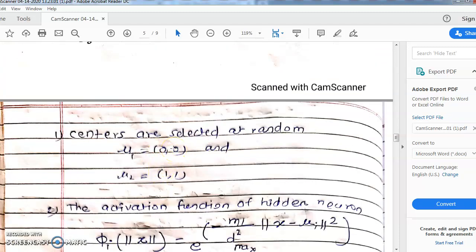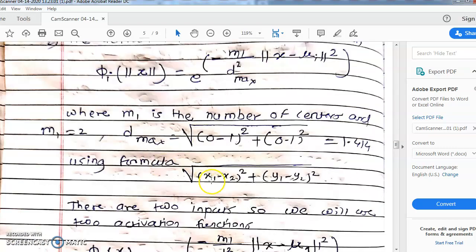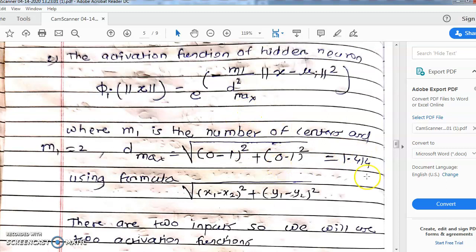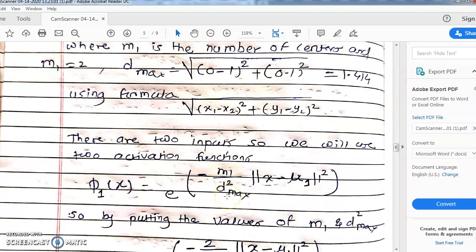So how can we compute the distance? Simple, we will use the distance formula. What is our distance formula? The distance formula is the square root of x1 minus x2 squared plus y1 minus y2 squared. Here x1 y1 is 0 0 and x2 y2 is 1 1. So we compute d max as the square root of 0 minus 1 squared plus 0 minus 1 squared, which is 1.414, and since we are using the square term, ultimately this value will be 2.